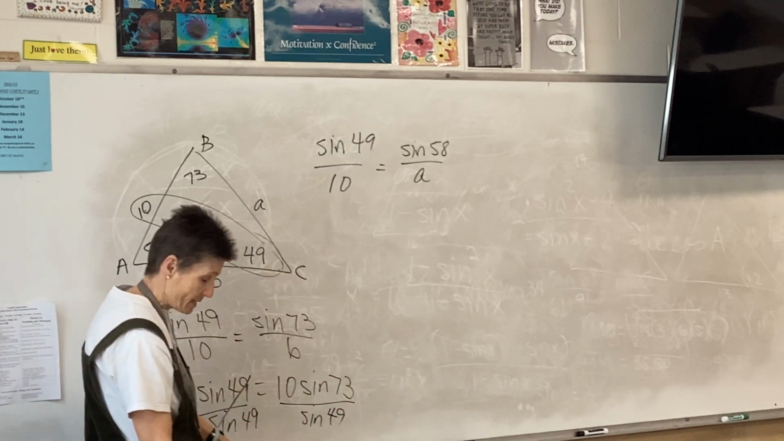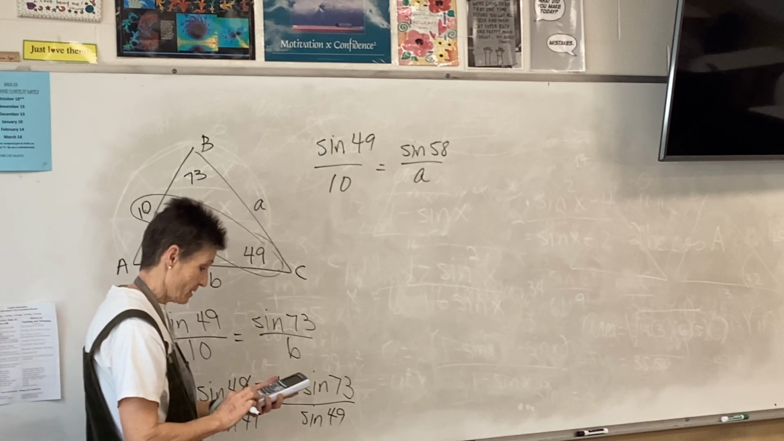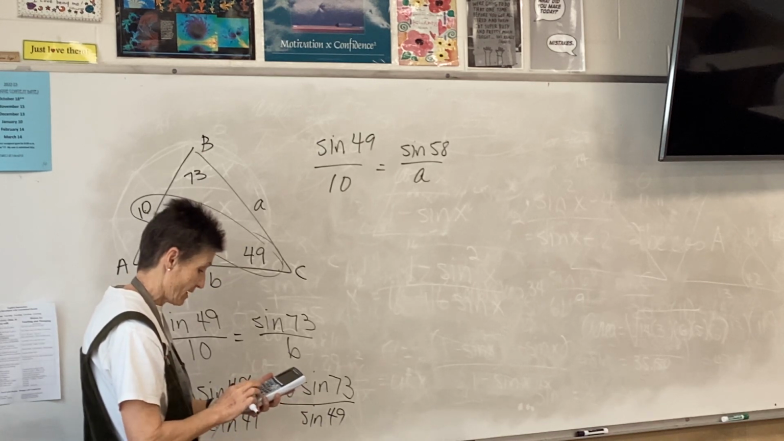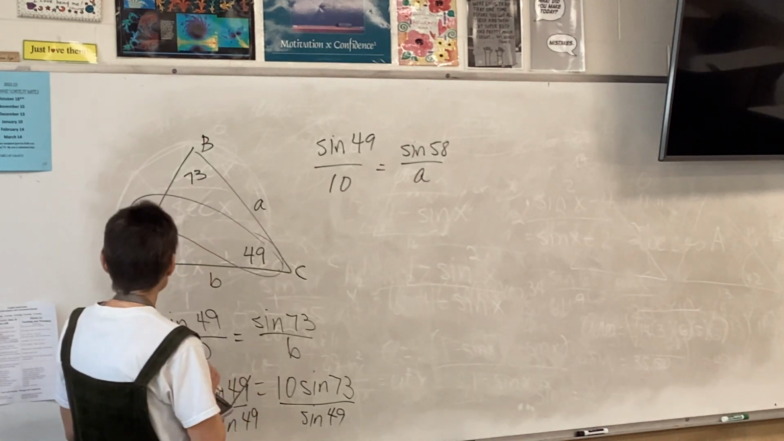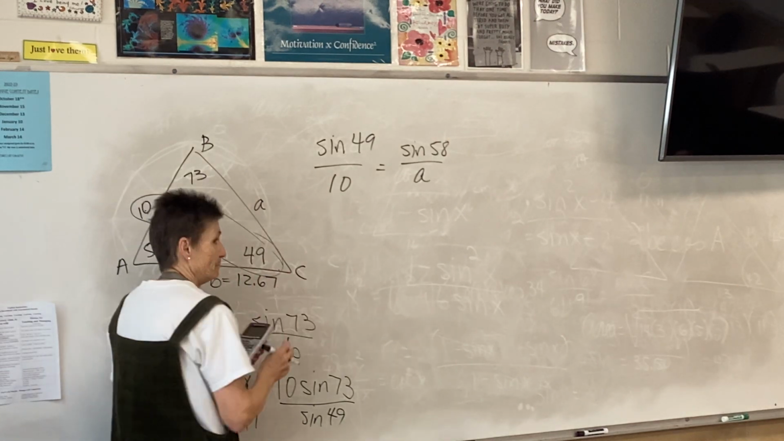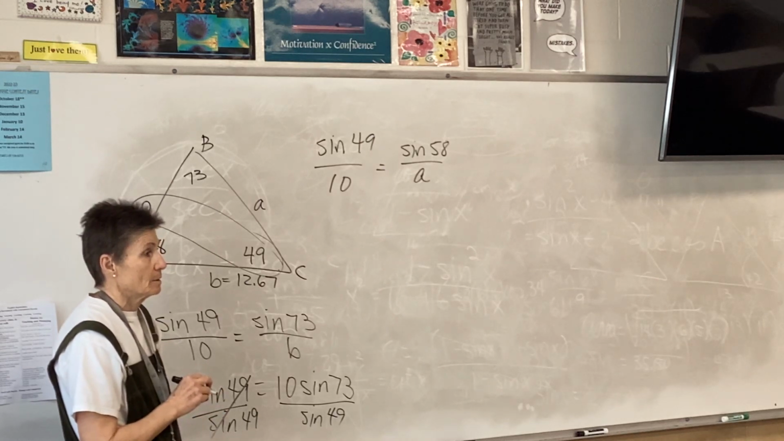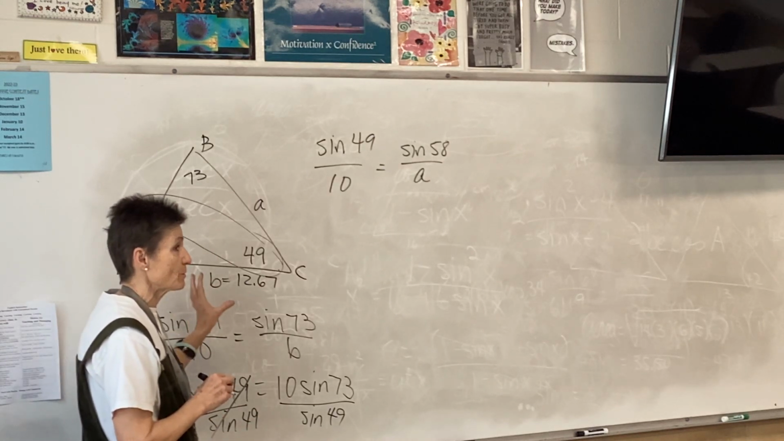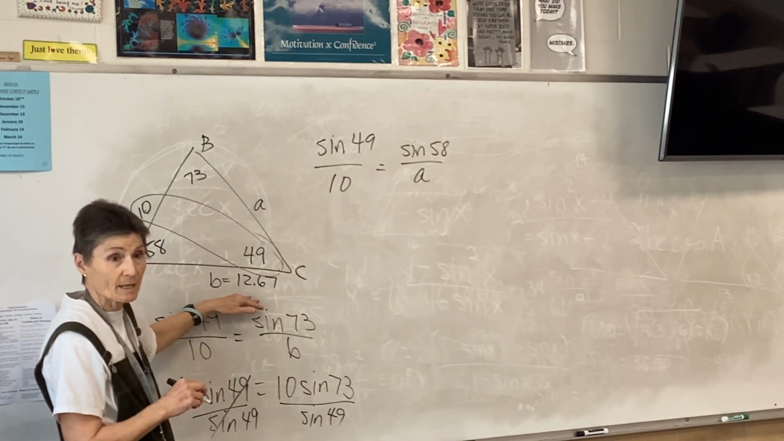So there's B. 10 sine 73 close parentheses divided by sine 49. For side B, did you get 12.67? Now make sure when you transfer that over to the answer blanks that you put it in the B spot. That's little b.